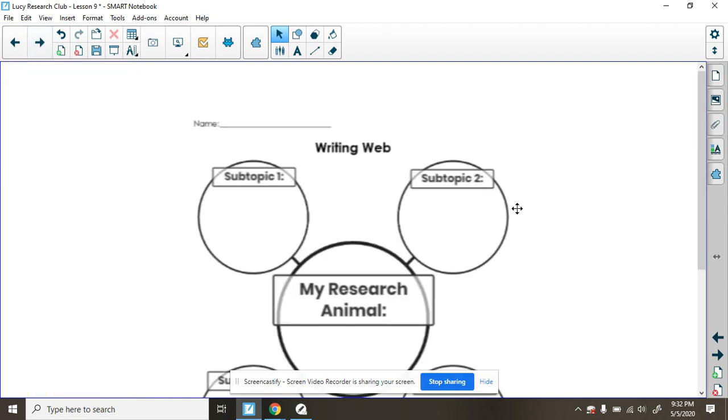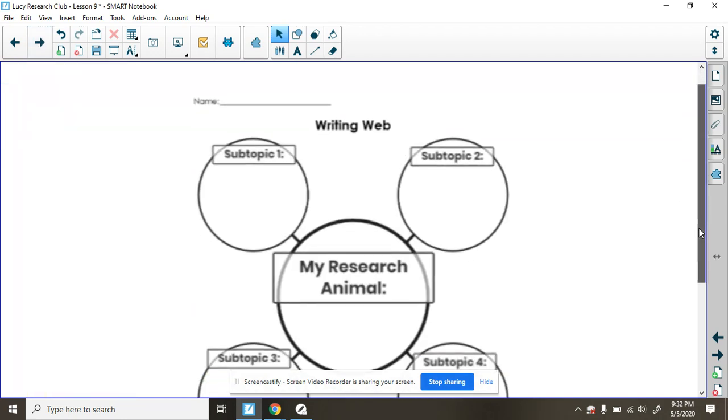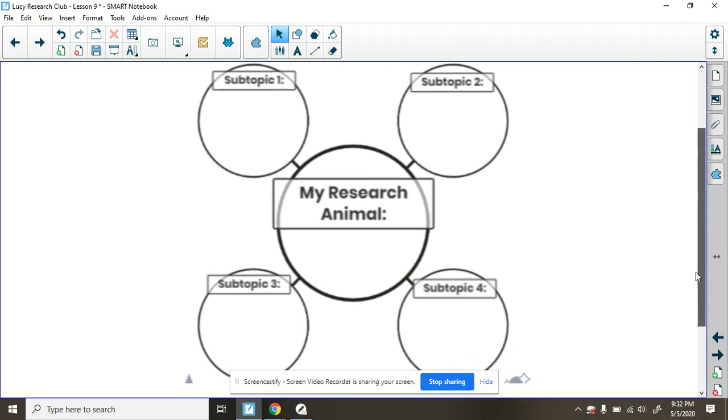Today you have in your response a web that looks like that. Right in the middle, you're going to type in your animal. Then your first subtopic, you're going to write right here. Your second subtopic, you're going to write right here. Your third subtopic here, and fourth subtopic here.